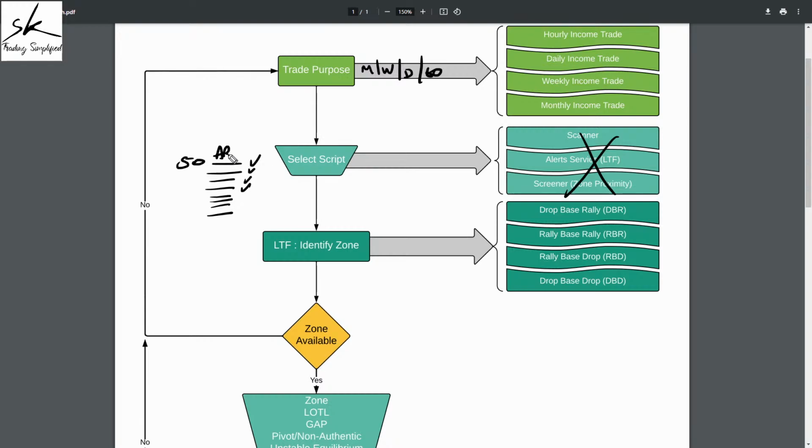So let's assume the very first one was ABC. We'll start with ABC and go to the lower time frame. Now, what is my lower time frame? We got to know that from our step number one: as a monthly income trader, my lower time frame is daily. So here lower time frame implies the daily time frame. That is where I have to identify zones, and by zone we mean any of these four structures. So let's go to our daily time frame.